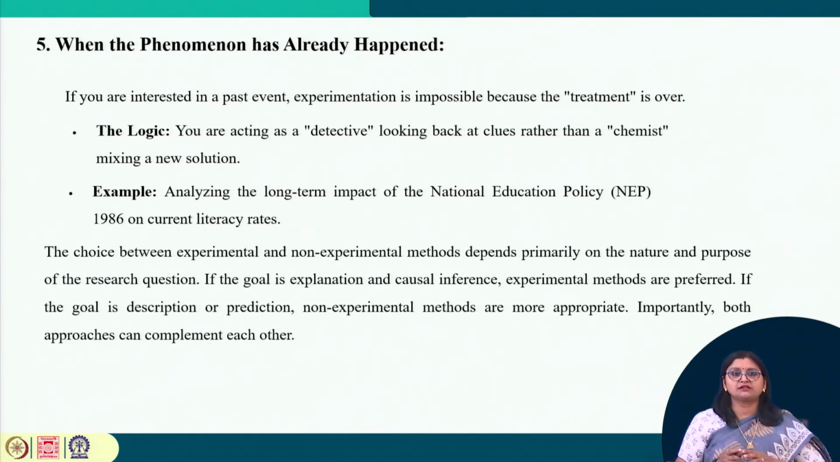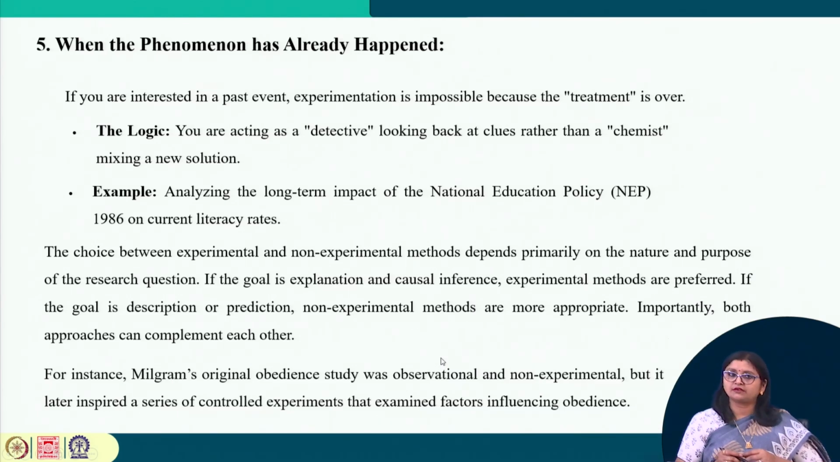The choice between the experimental and non-experimental method depends primarily on the nature and the purpose of the research questions. If the goal is explanation and causal inference, experimental methods are preferred. If the goal is description or prediction, non-experimental methods are more appropriate. Importantly, both approaches can complement each other, but it is upon us as researchers to decide what kind of research method we use for our study.